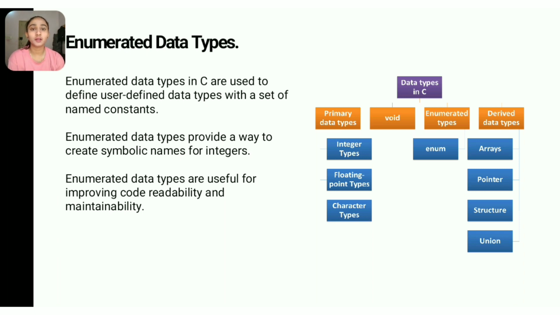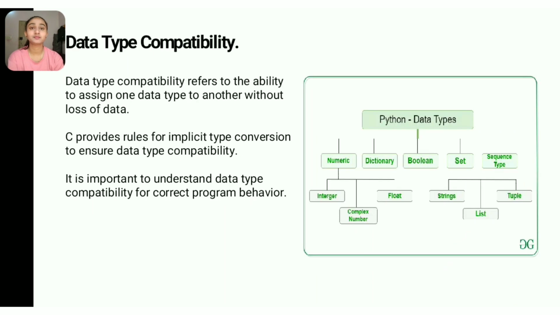Enumerated data types. Enumerated data types in C are used to define user-defined data types with a set of named constants. Enumerated data types provide a way to create symbolic names for integers. Enumerated data types are useful for improving code readability and maintainability.